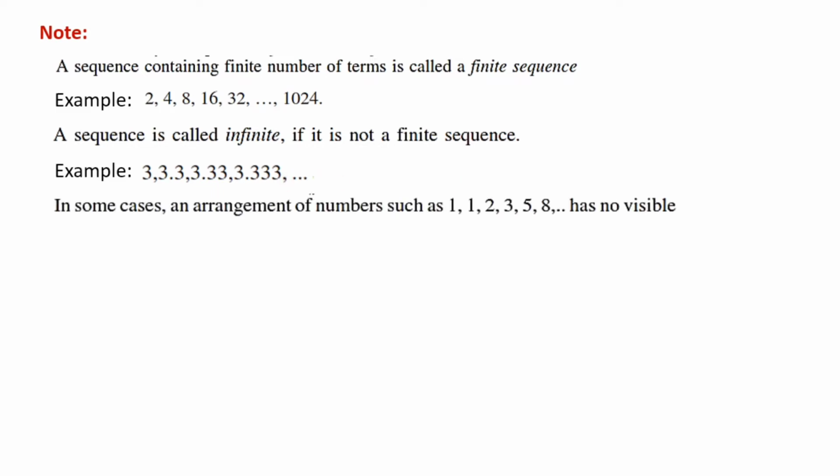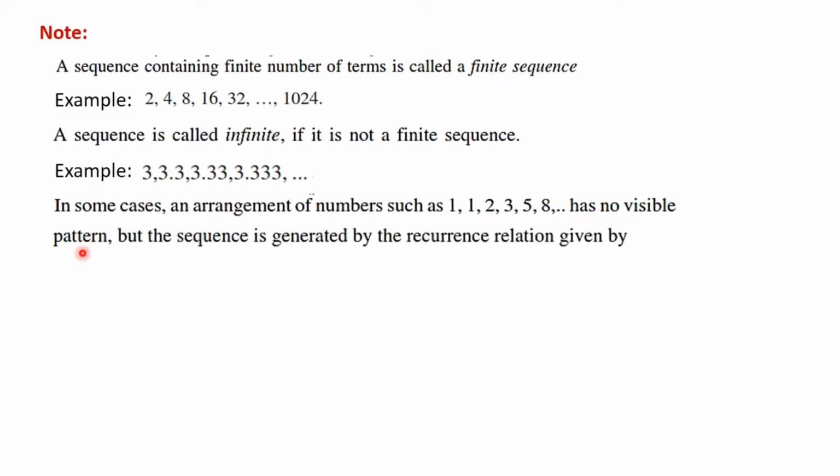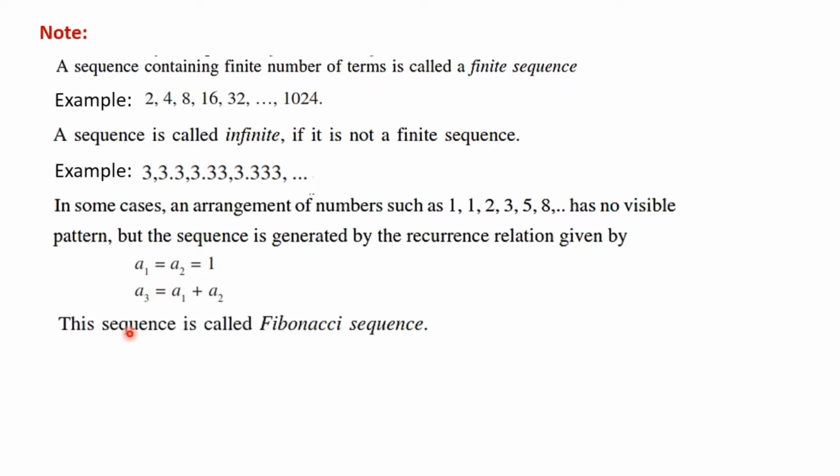Then in some cases an arrangement of numbers such as 1, 1, 2, 3, 5, 8, etc. has no visible pattern, but the sequence is generated by the recurrence relation given by A1 and A2. First two terms are 1, then A3 is A1 plus A2. Means first two terms adding means you will get the third term. And this sequence is called a Fibonacci sequence. It's a very important concept, this one, Fibonacci sequence.